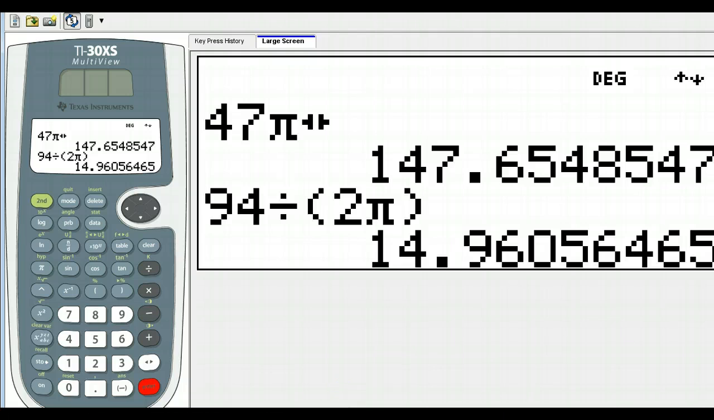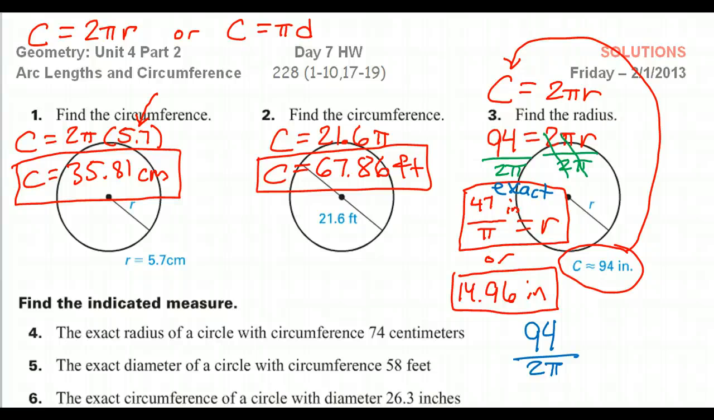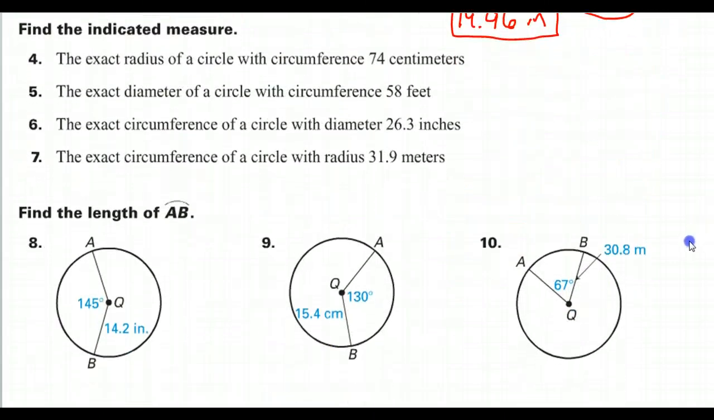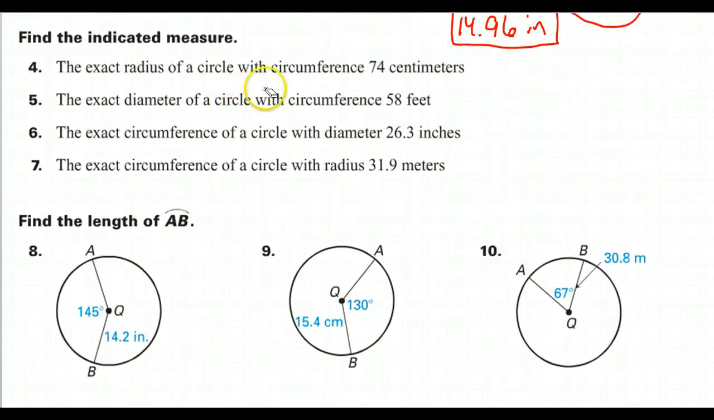Okay, back to work. All right, so number 4. Find the exact radius of a circle with circumference 74. So that's basically the same thing we just did.